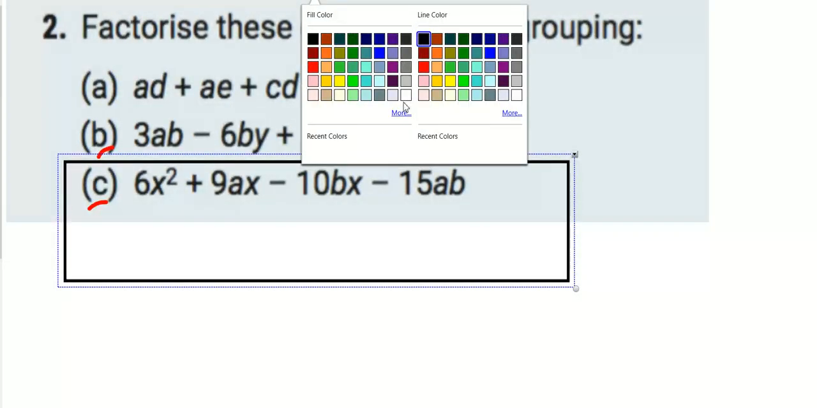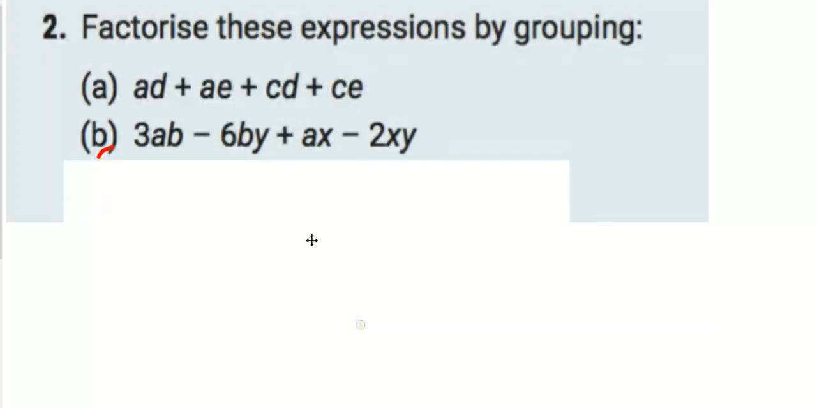Can you tell me what number or letter to take out of the first two? See these two here? What letter do you want to take out? B. What number could you take out? You can take out 3 because 3 divides into 3 and 6. Okay, 3b multiplied by what gives me 3ab? A. 3b times a is 3ba when you multiply.